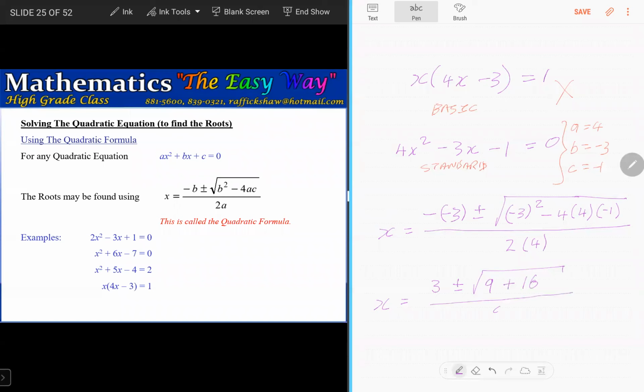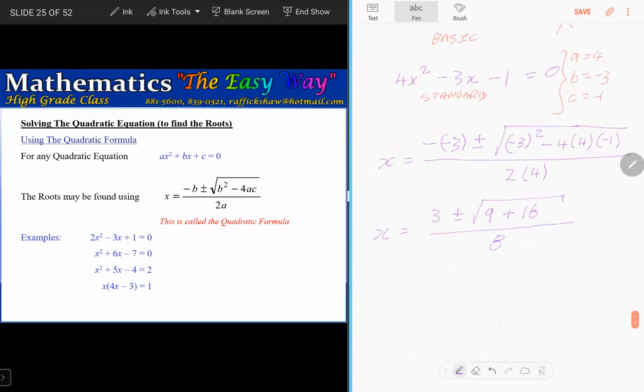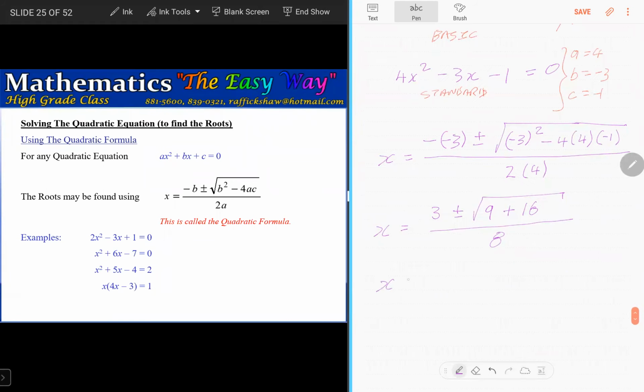All over 8. All right, and then this continues. x equals 3 plus or minus the square root of what? That becomes 25. 16 and 9 is 25, over 8. And everybody knows the square root of 25 is 5, so you remove the square root sign and put the 5.